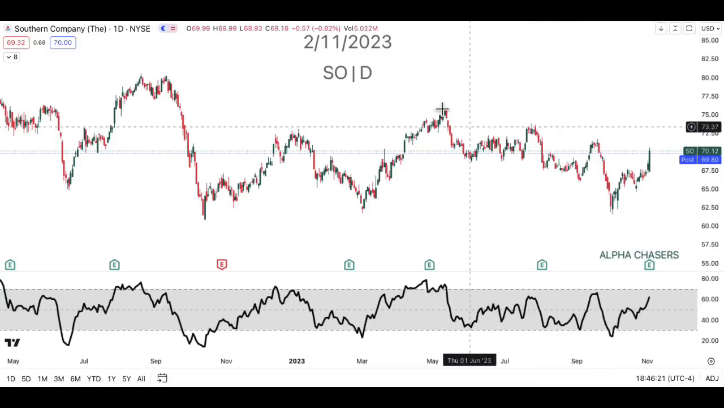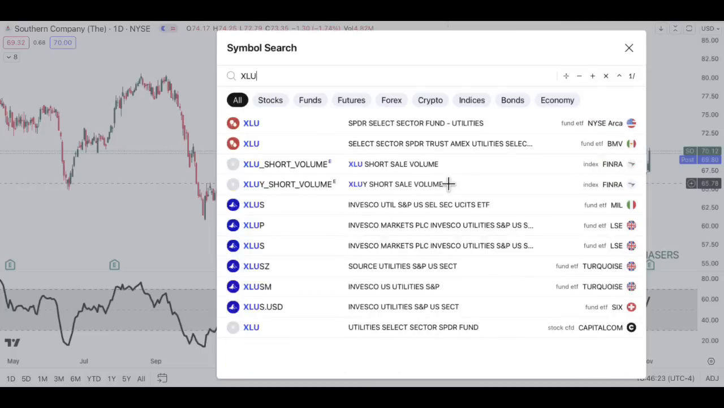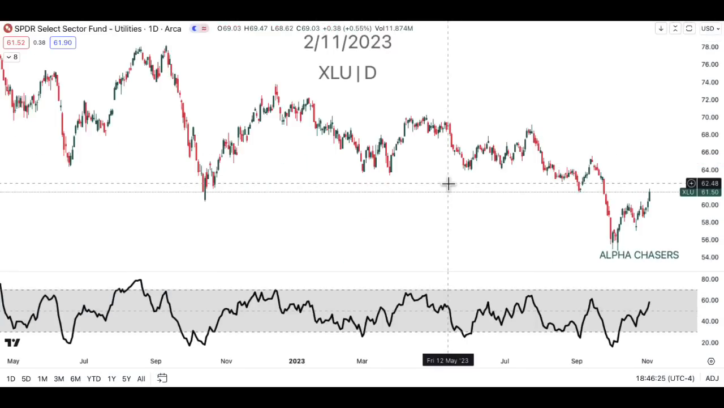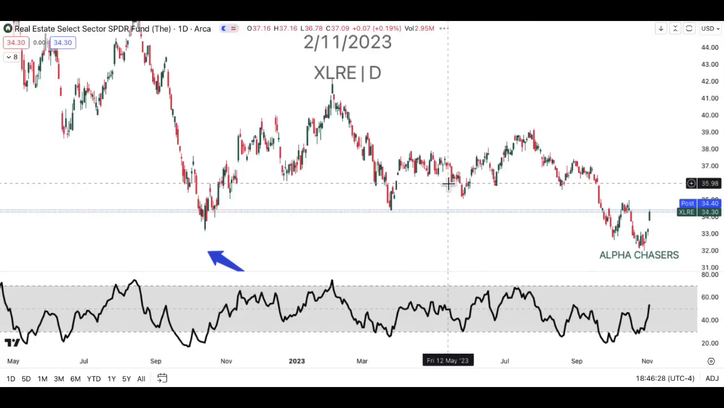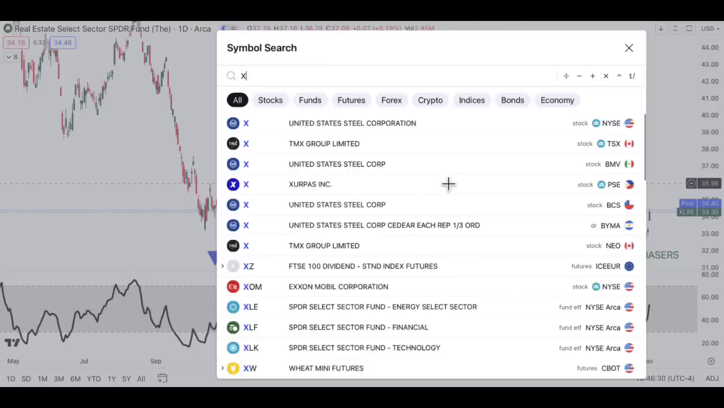So now we have a pattern. Now we know what we should be looking for. How did XLU do? Okay, that did pretty well today. What's another interest rate sensitive area? XLRA, that's pretty interesting. How about XLF?